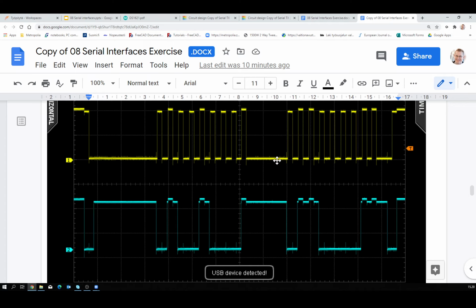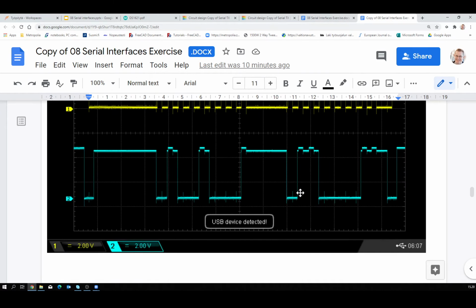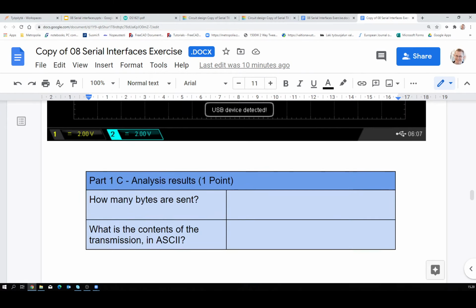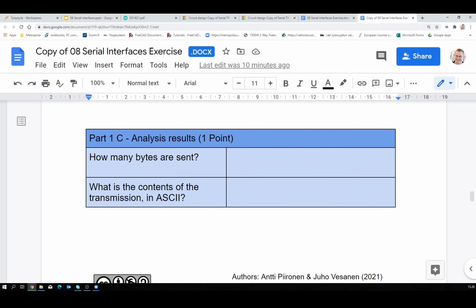And then another one here. Another is another byte. So basically there are 2-byte transmission with some acknowledgement bits. So how many bytes? Haha, I gave you the answer. But what is the contents of the transmission in ASCII?